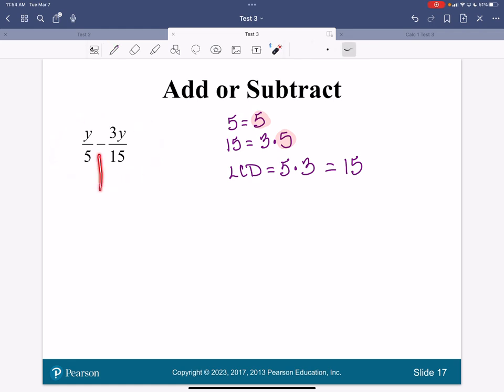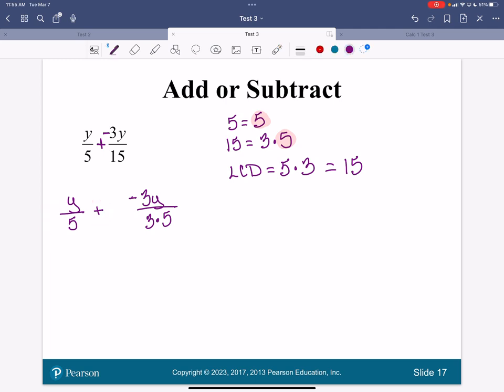What do I want you to do with that negative? Good. I want it to become positive or addition. And where do I move my negative? Good. Move it to the numerator. So now I have y over 5 plus negative 3y over 3 times 5. Okay? Now, for this fraction right here, what's missing?